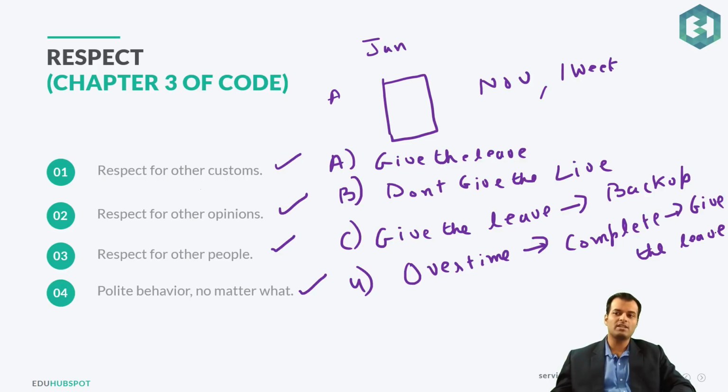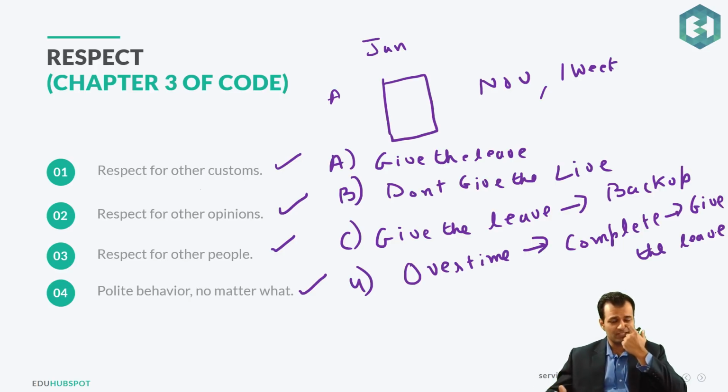A, give them the leave. B, don't give the leave because you were ethical in the beginning, right? You were straightforward. C, give them the leave if they find a backup. And D, request them to do things in parallel, do overtime, complete their work. If they can do it, give them the leave.